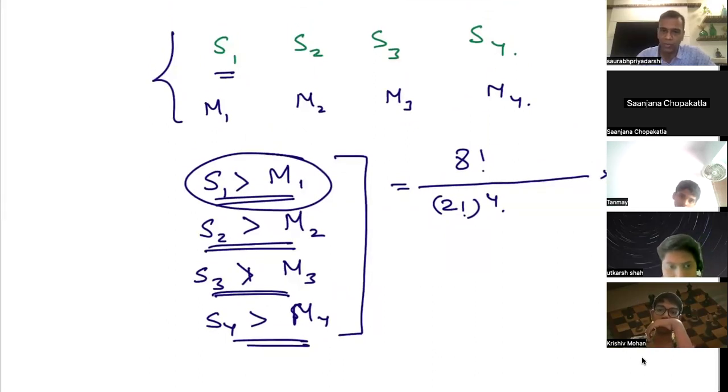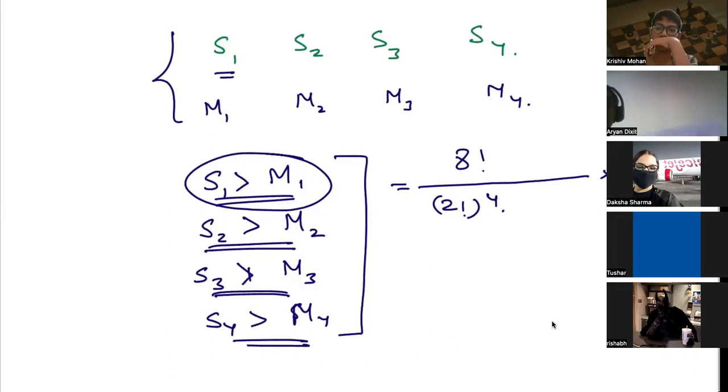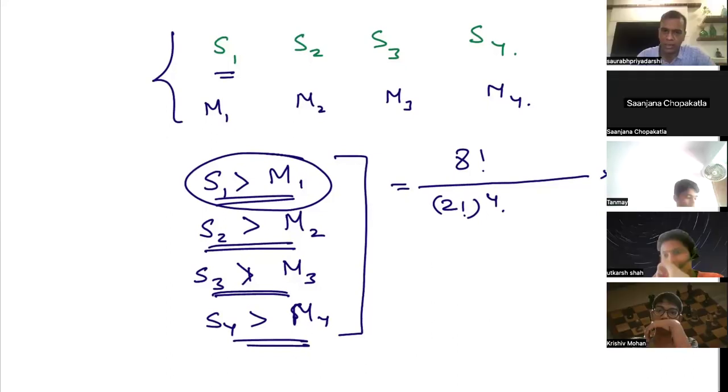Because why are you writing factorial 4 two times? So that was a mistake. Understand now? It's okay. Yes.